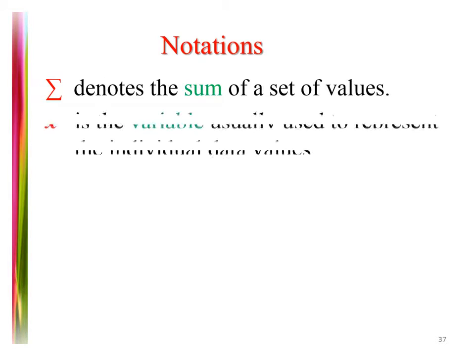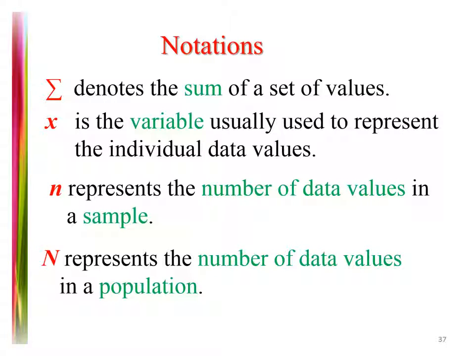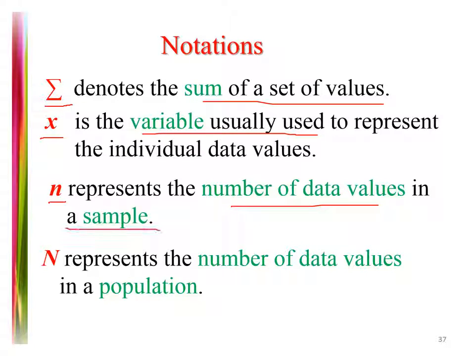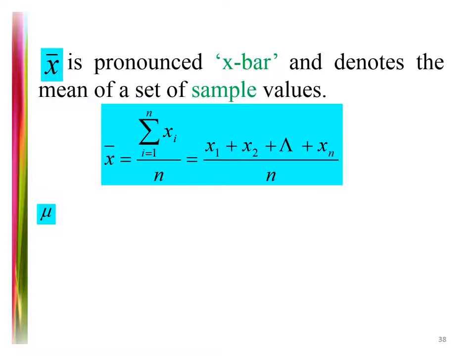I would also like to introduce the notation. This is sigma, the summation notation, the sum of the set of all values. We usually use x as the variable, and the symbol n is the number of data values or number of observations in the sample, and big N is the number of data values or number of observations in the population. This is pronounced x bar, denoted as the mean of the data sample. That means the sum of all observations divided by n, that is x1 plus x2 up to xn divided by n.